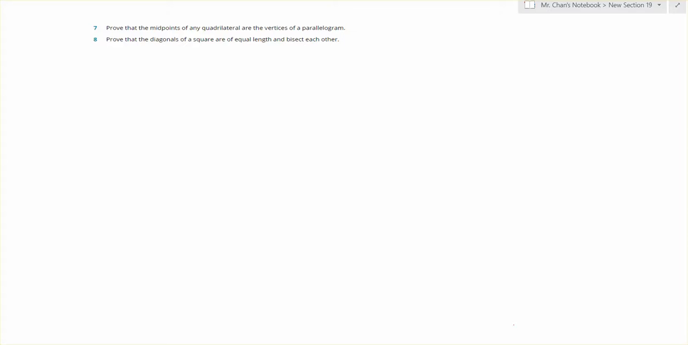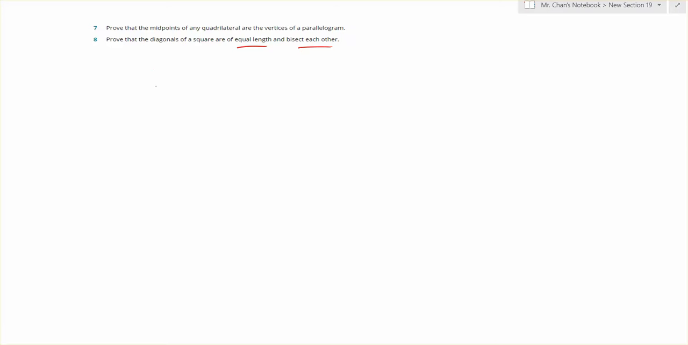This is for Year 11 specialists. We're going to look at more proofs. So we're going to look at question number 8. We're trying to prove that the diagonals of a square are of equal length and bisect each other. So there's actually two parts to this proof. We're going to prove that they're equal length and that the diagonals bisect each other.